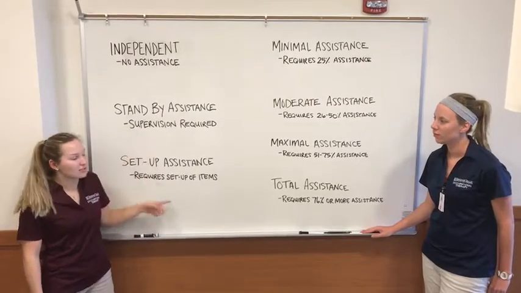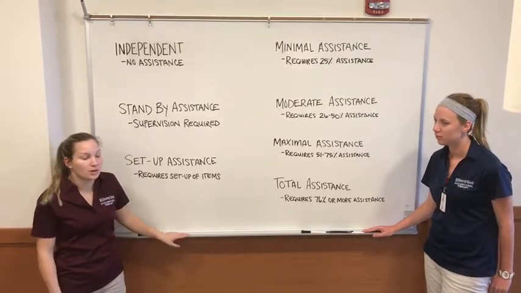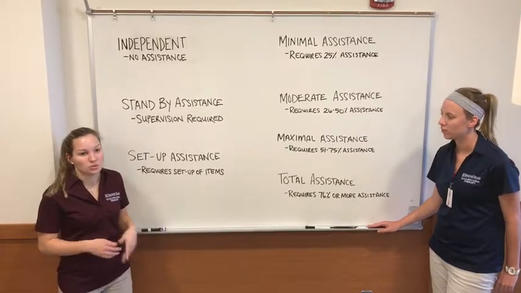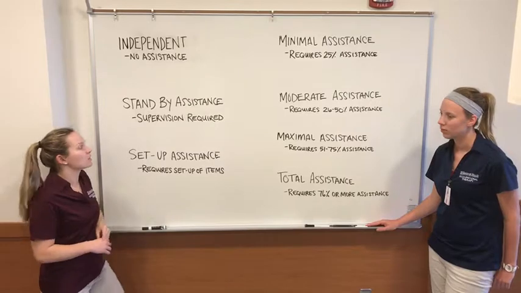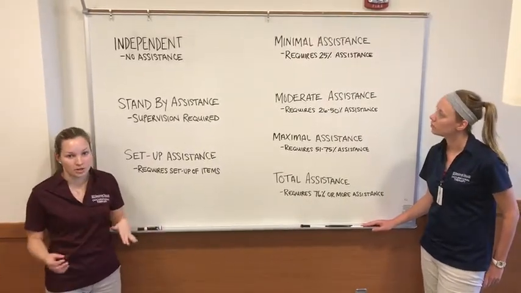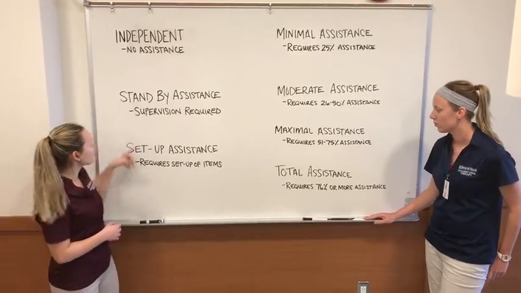So here you'll see the different levels of assist, and these are just some describing words that will help your client better to know how much assistance they need to transfer or complete a task. So the first one we have is independent, and that's where the client requires no assistance from you to complete a task or a transfer, and they can do that safely without any physical or cognitive help.